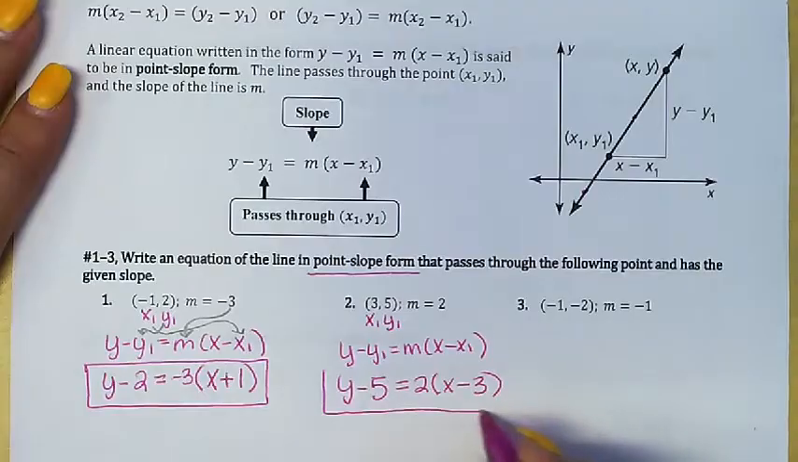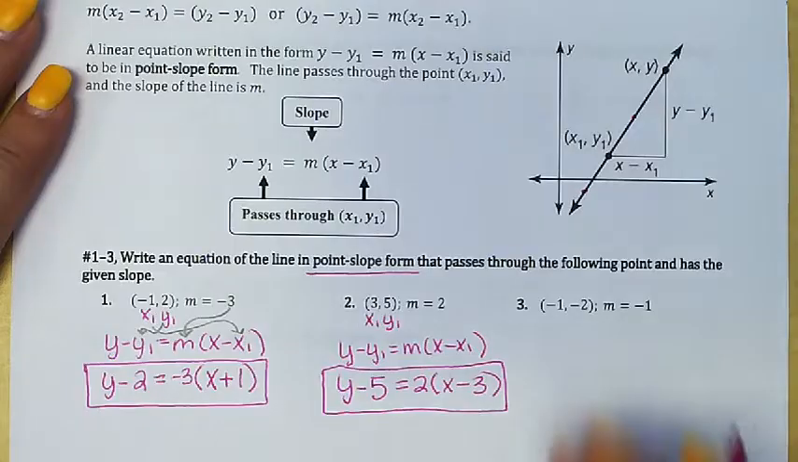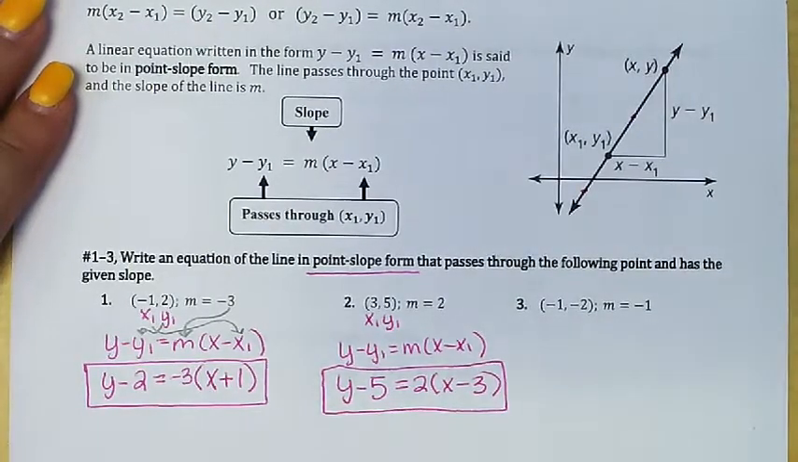It's that simple. Leave it alone. Don't try to do more math than that, unless it tells you then to change it to some other form. If it wants the answer in point slope, you are finished. This is it. Okay, so go ahead and pause the video and see what you get on number 3 here. Try it on your own, and then you can check your answer.